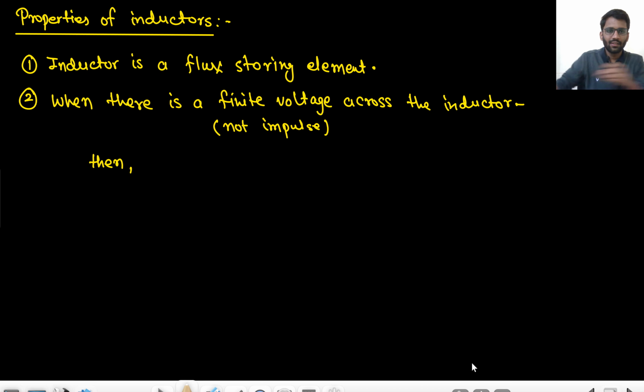What was the property of the capacitor? It was a charge storing element, right? The inductor is a flux storing element. There we applied charge conservation. Here we will apply flux conservation. It stores the flux, L I naught, and the capacitor was storing CV naught. Are you getting it? And when there is a finite voltage across the inductor, that means not impulsive voltage. When there was finite current across the capacitor, what was happening? The voltage was remaining constant in a short span of time. The voltage across the capacitor doesn't change instantaneously. In case of the inductor, the current across the inductor doesn't change instantaneously.